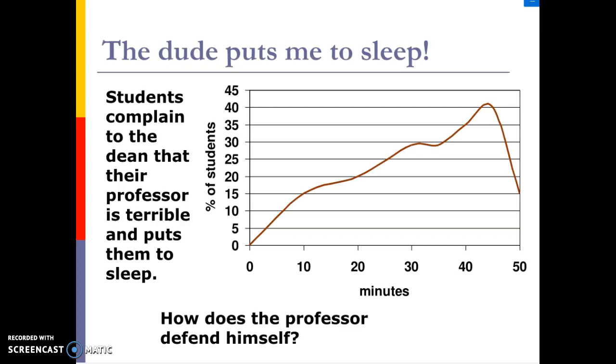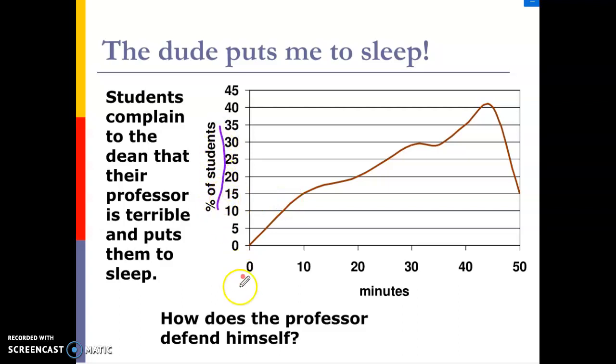I'm just going to use this idea, having fun with it, so please bear with me. We've got complaints from students about this professor who is just putting people to sleep, droning on and on and not making it interesting and not getting people active and involved. So the students complain to the dean. The dean comes and watches, and starts recording the percentage of students who have fallen asleep.